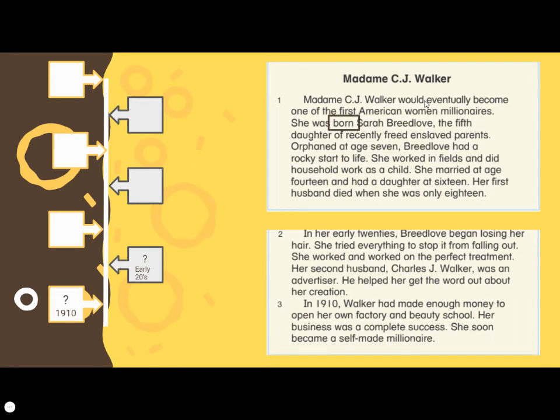The word born tells you that the biography starts at the beginning of Madam Walker's life. By naming her age at each important event, the author creates a timeline of her life in the paragraph. What happened at age 7? She became orphaned. At 14, she was married. At 16, she had a daughter. At 18, she became a widow.